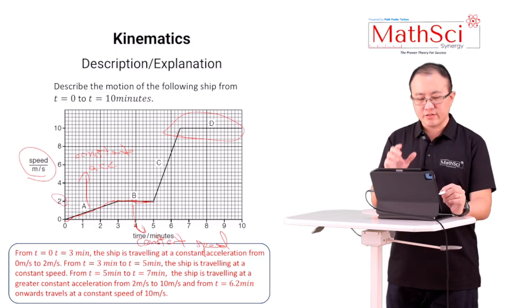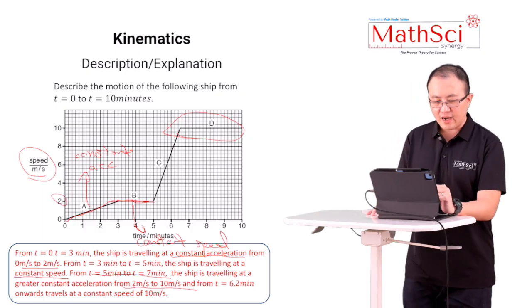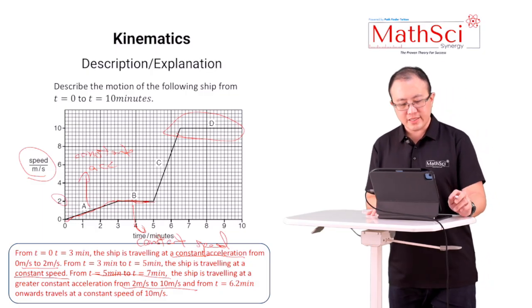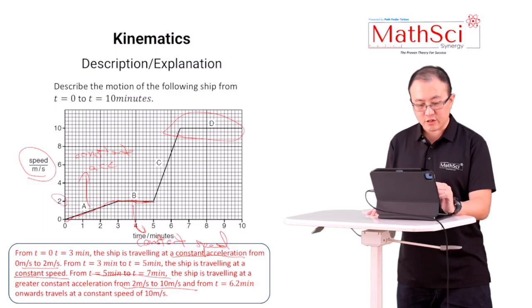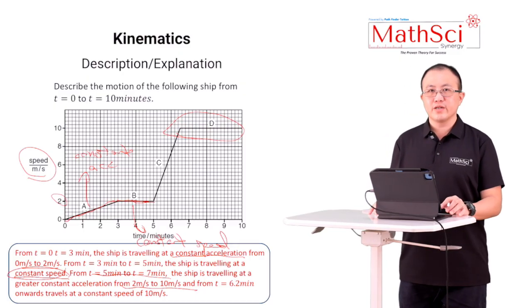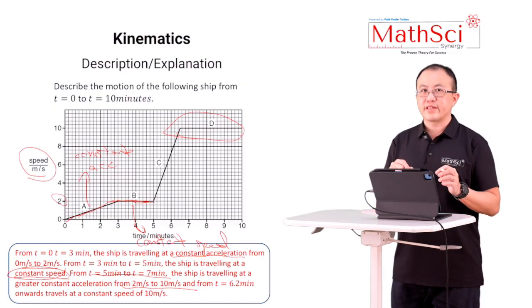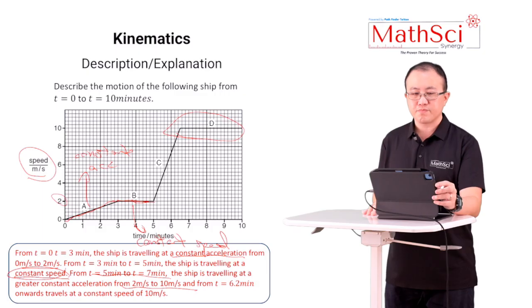So I started by talking about 0 to 3, traveling at a constant acceleration, and then the speed increased from 0 to 2. Then from 3 to 5, the ship is traveling at a constant speed, no change in speed. Then from 5 to 7, the ship is traveling at a greater constant acceleration, from 2 to 10. Then after that, last but not least, 6.5 minutes onwards, you travel at a constant speed of 10 meters per second. Actually, in my second part here, I should mention constant speed of 2 meters per second. You can also include that. Always when there are values given to you, just write down what you are given as well. So this shows that you understand the graph. You have interpreted the graph itself.